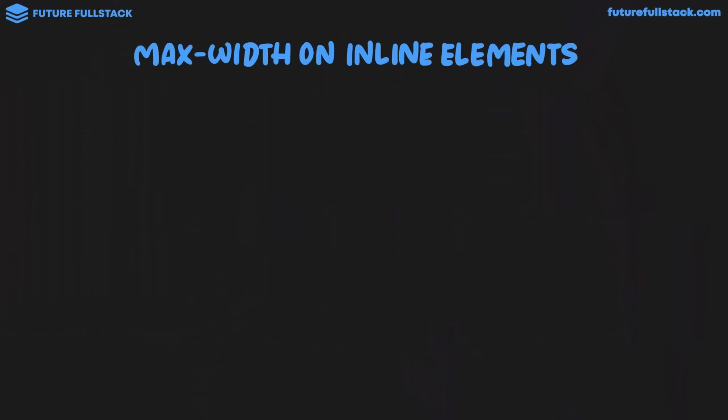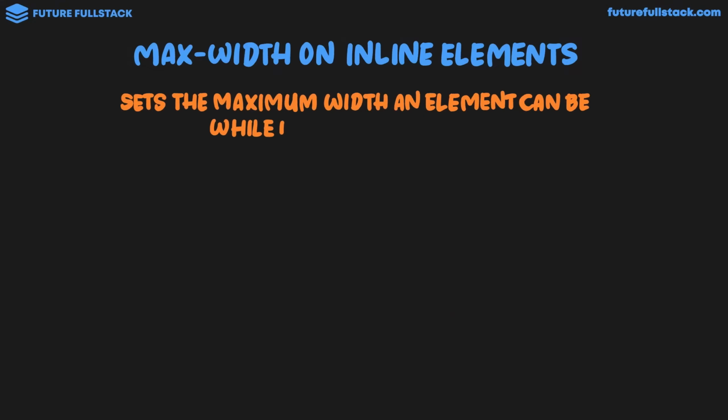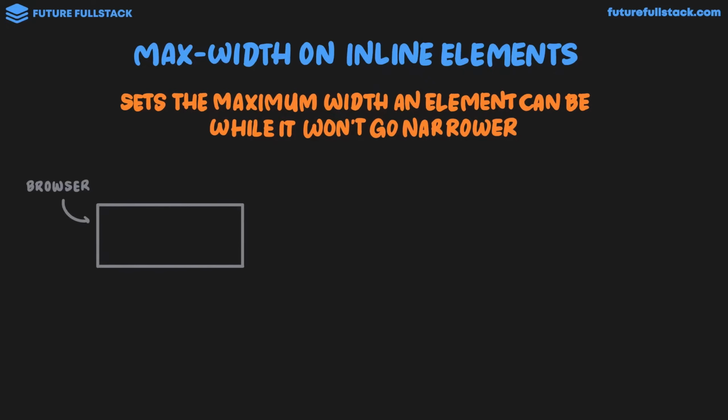So let's now look at max width on inline elements. As we know, max width sets the maximum width an element can be while it won't go narrower. Let's again take a look at the width property first. We've got our browser, which currently has a width of 1800 pixels.